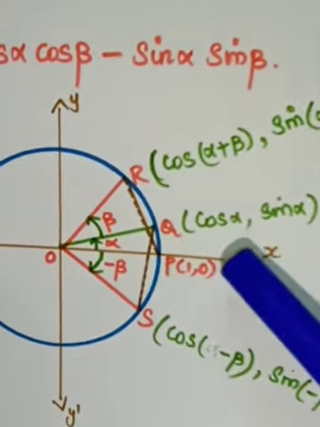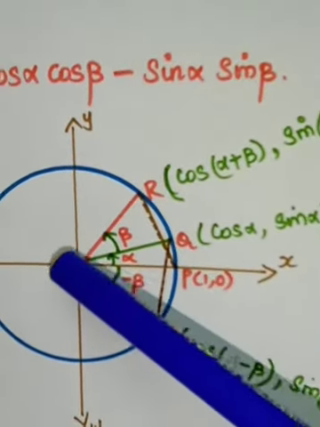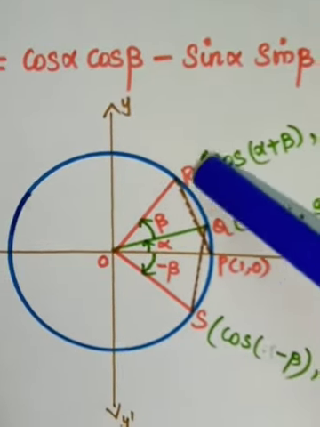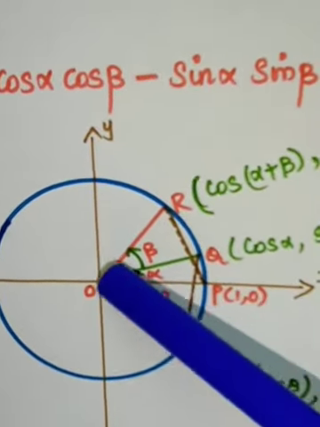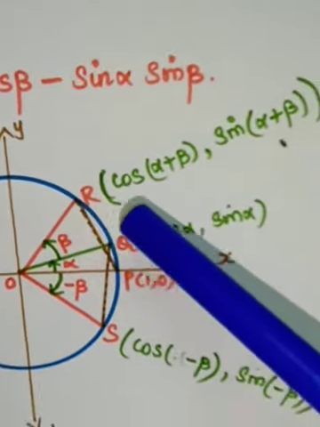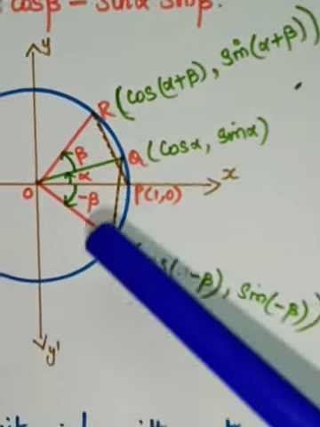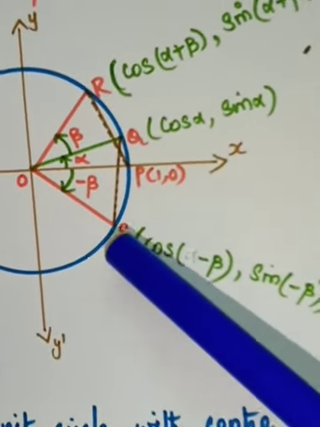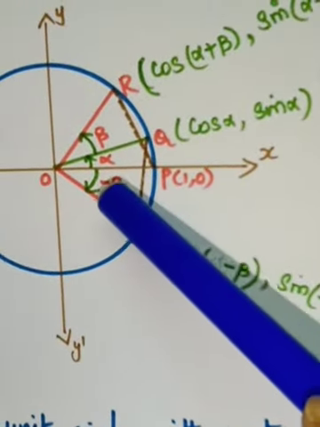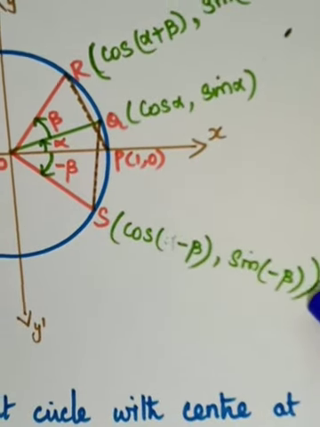Okay, and now you see the R point. From the x-axis, what is the angle made? It is alpha plus beta, since we have taken QOR as beta. So from POR, it is alpha plus beta. Therefore the R point is cos of alpha plus beta and sin of alpha plus beta. And come to S: the coordinates are cos theta comma sin theta. Here the angle is minus beta. So therefore it is cos of minus beta and sin of minus beta.